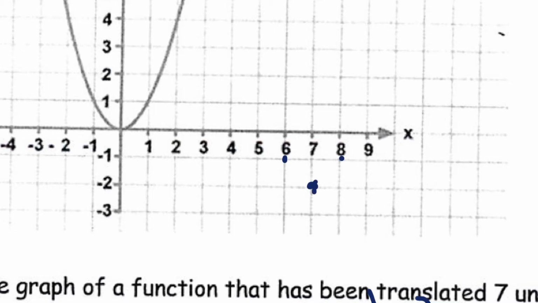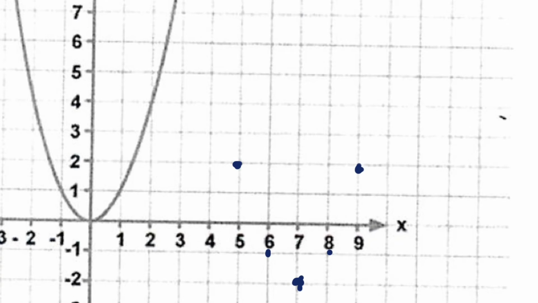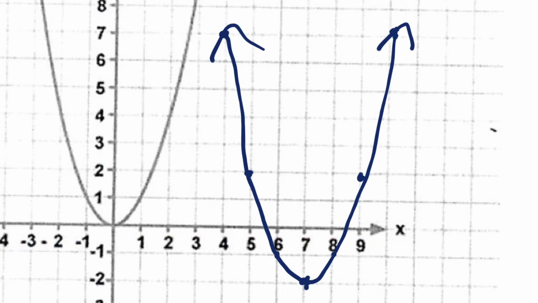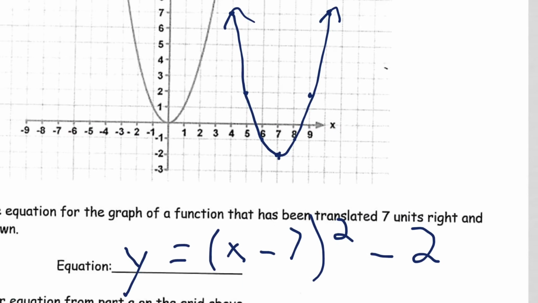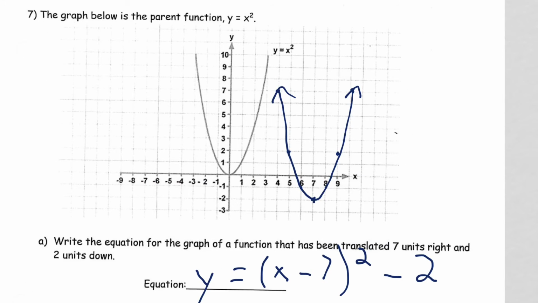And then the points are going to be in the same position relative to the vertex as they are in the parent function, since we didn't have a stretch or a compression. So let's see, I've got 1, 2, 3, 4, 5, 6, 7, 8, 9. So there's that guy here, and there's that guy here. And there's a parabola. And now that I have 2 parabolas on the same coordinate plane, it's essential that I label them. So this is going to be y equals x minus 7, quantity squared, minus 2.